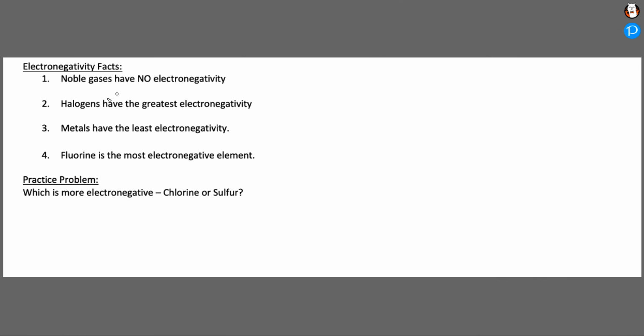All right, so this very last one here. Noble gases have no electronegativity. So remember that noble gases, as we've said over and over again, are already stable, and so they do not need to bond. Or we'll say they don't need any electrons. They don't need to take any electrons. They don't need to give any electrons away because they're already stable. So that's why they don't have any electronegativity values.